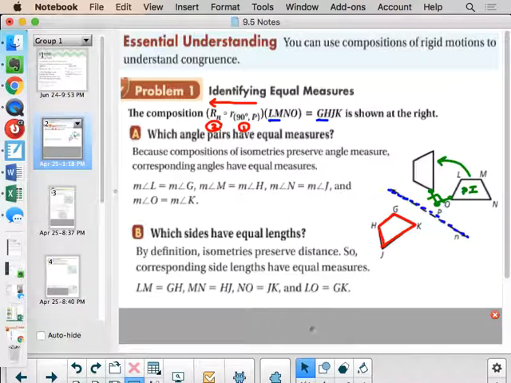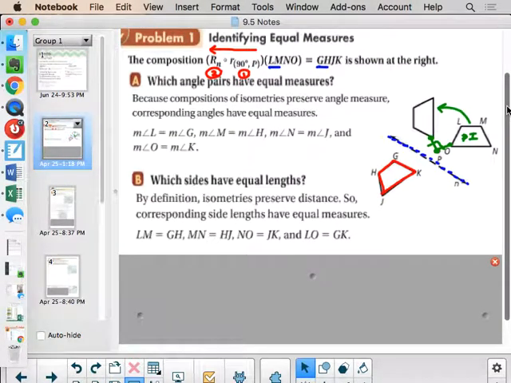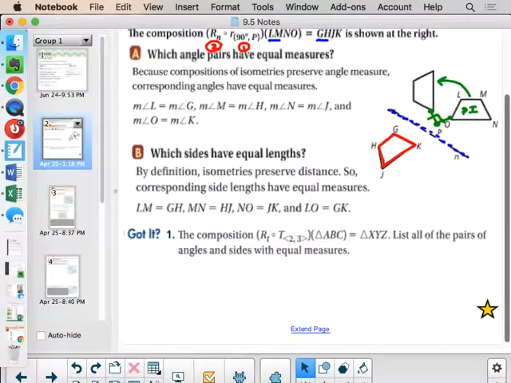Corresponding vertices, still important. We talked about it in 9.1. It's not going away. Does this idea make sense that these two figures are going to have equal measures? Okay. All right, your turn. Here is your composition. You're going to list all the pairs of angles and sides that have equal measure.